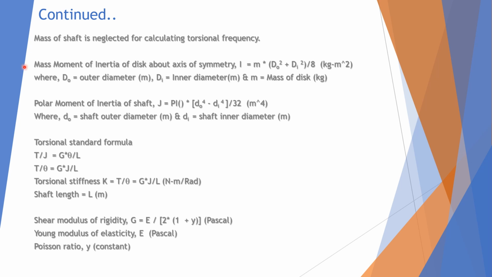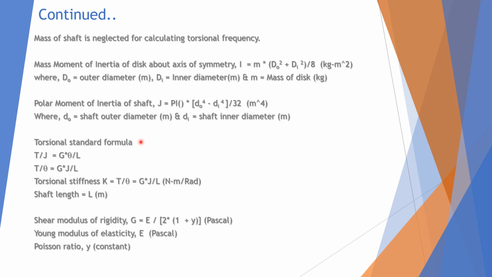Mass moment of inertia of the disk about the axis of symmetry, I, is equal to m into (do square plus di square) upon 8, where do and di are the outer and inner diameters in meters, and m is the mass of the disk in kg. Polar moment of inertia of the shaft, J, is equal to pi into (do to the power 4 minus di to the power 4) upon 32, where do and di are the outer and inner shaft diameters in meters.